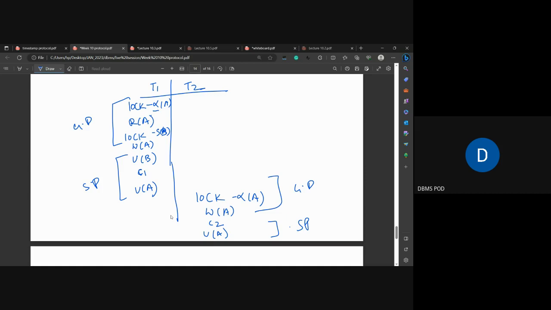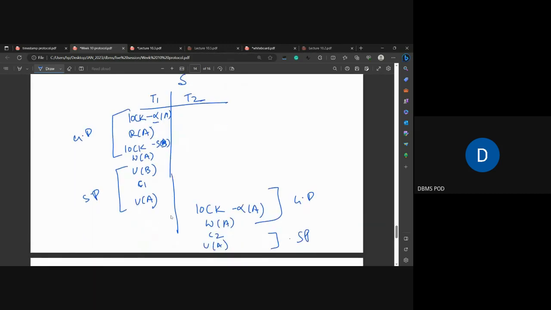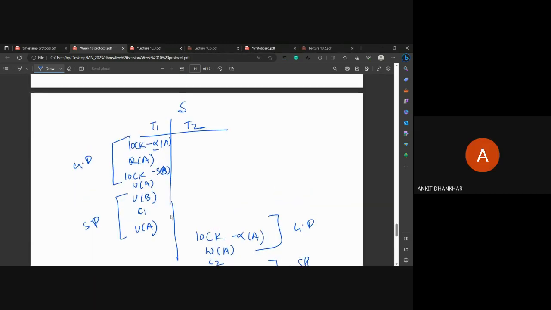What are the benefits? It's a recoverable schedule and generates cascadeless schedules. It should unlock after the commit operation, whatever the exclusive lock is. This is called the strict two-phase locking protocol. Is that clear? Sir, what about the unlocking of B? If we had one of the write operations for B in transaction one, then we have to unlock B after we have committed C1, no?